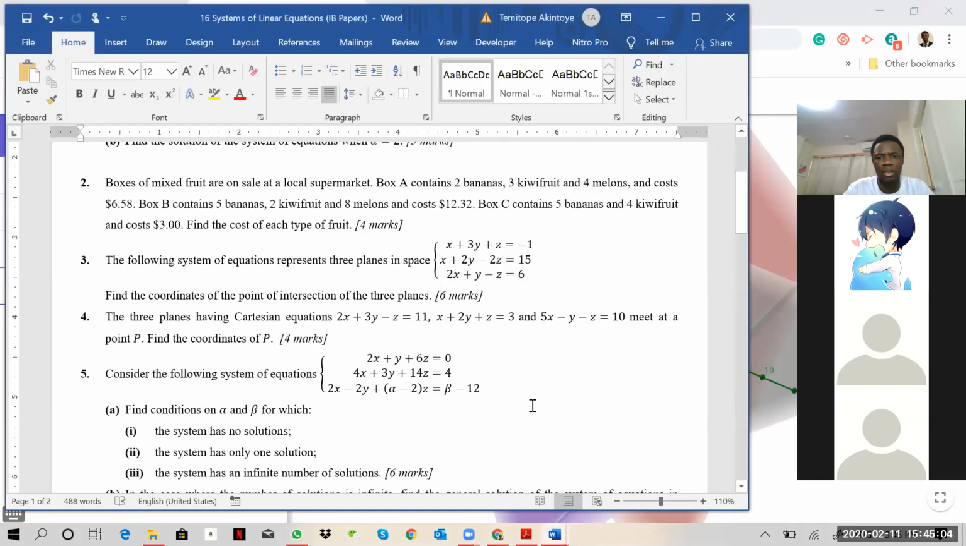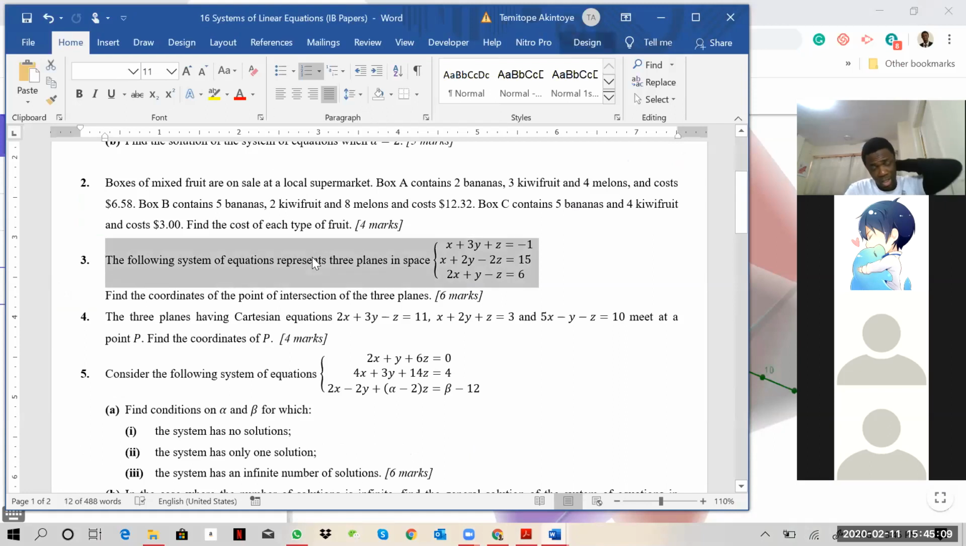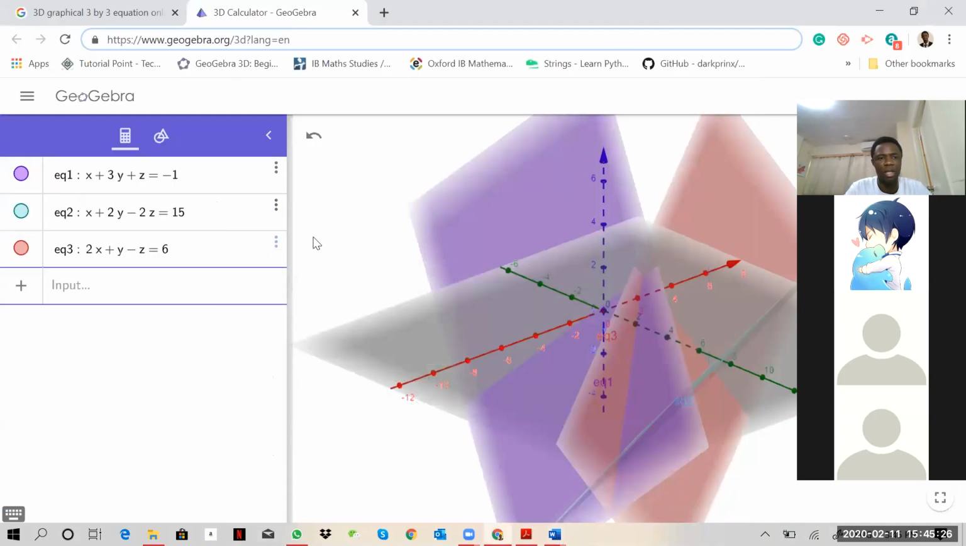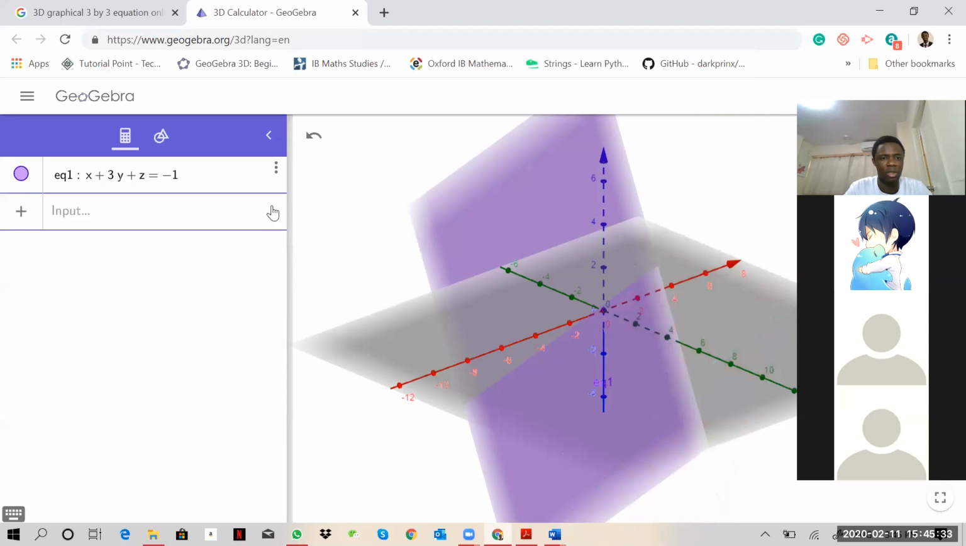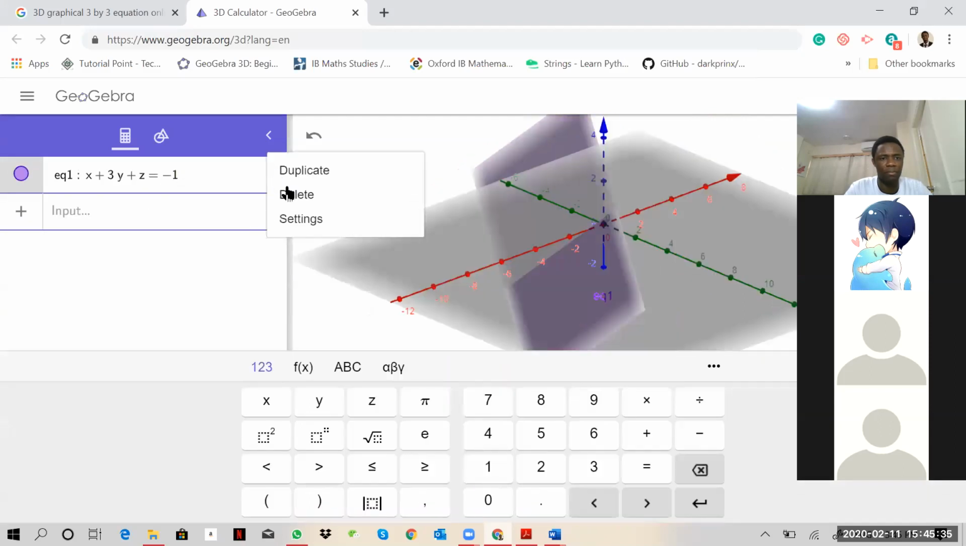Let's see. Okay, so this question, question 3. Okay, can you see this? The following system of equations represent three planes in the space, in a three-dimensional space, all right? Find the coordinate of point of intersection of the three planes. Of course, you are not expected to use graphical approach. I just want you to see it. So when I plot it one by one, we're going to do it over again, all right? Let's do it again. I'm not just showing you, okay?